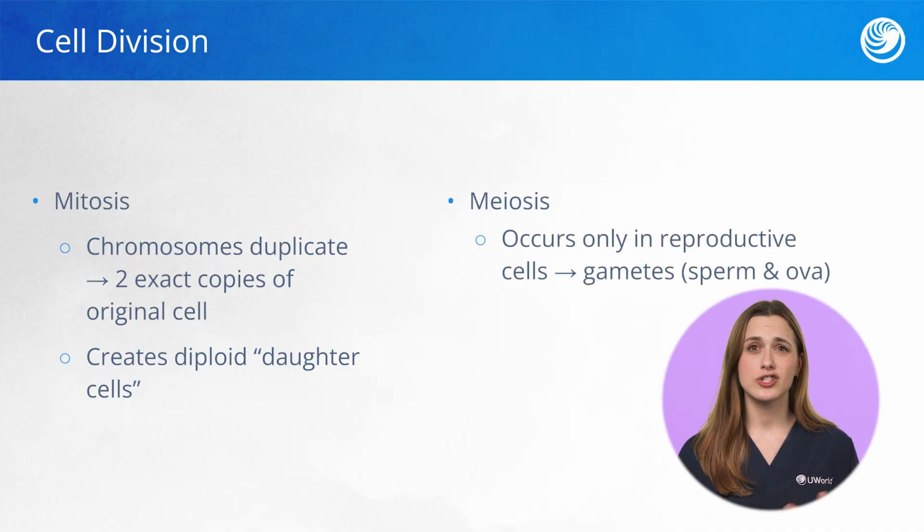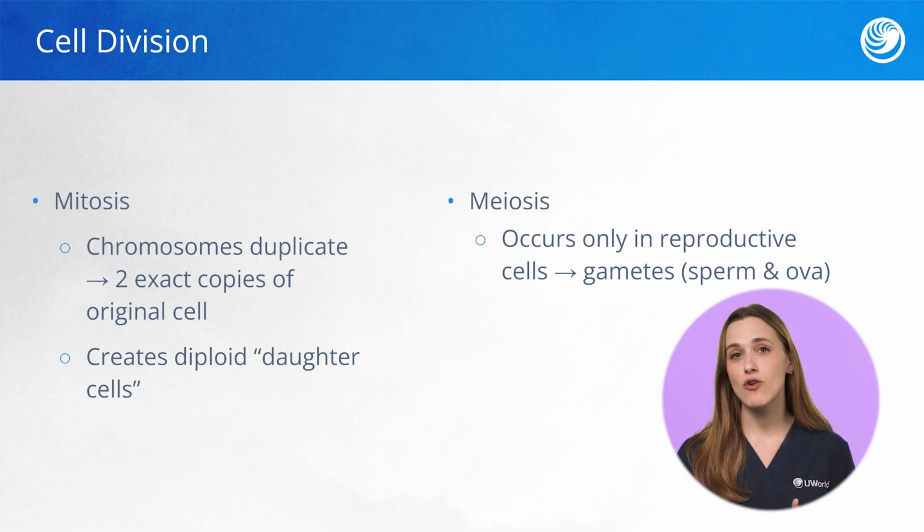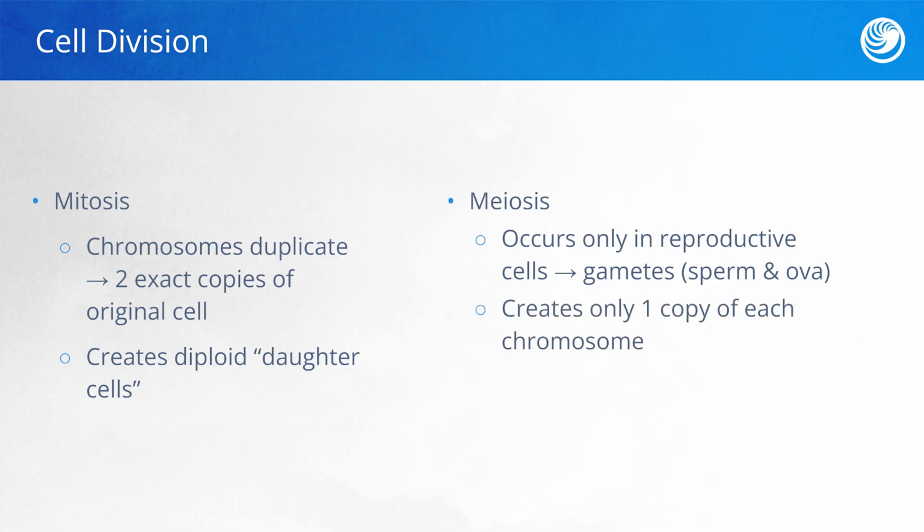Meiosis only occurs in the reproductive cells, specifically the gametes, which include sperm and ova. Instead of making two copies, only one of each chromosome is made, which contains half of the genetic material of each parent cell. This is known as the haploid number of chromosomes, 23.